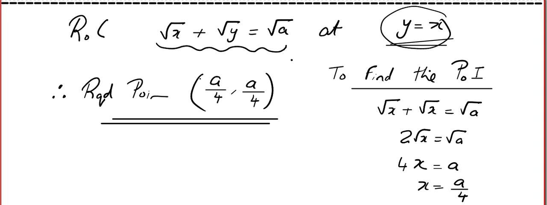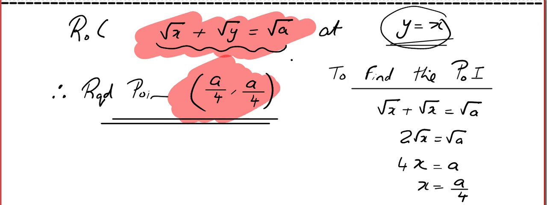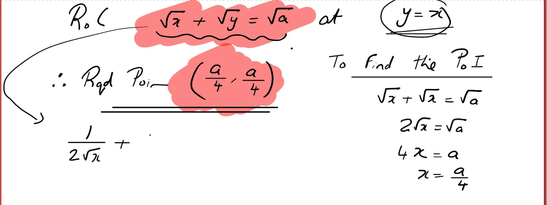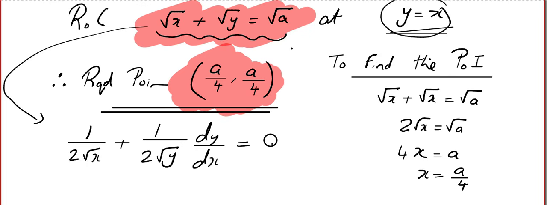Okay, once more I'll read the question for you. Find the radius of curvature at the point (a by 4, a by 4). Now this is a familiar question for you. It is an implicit function. I'll repeat, this is an implicit function. So be very careful when you differentiate. What is the derivative of root x? It is 1 by 2 root x. So what is the derivative of root y? 1 by 2 root y into dy by dx, because we are differentiating with respect to x. And of course, a being a constant, we are going to get 0.